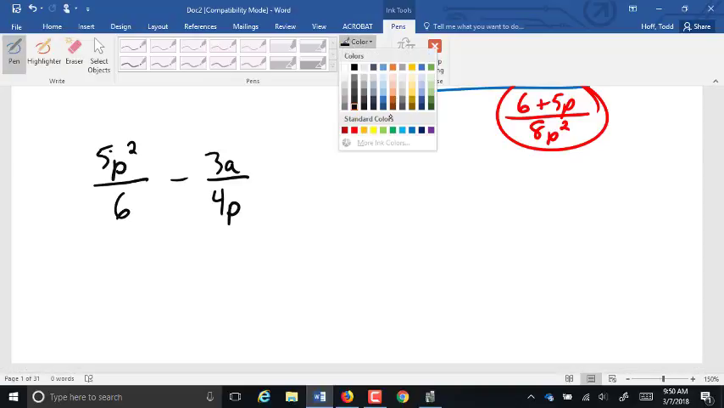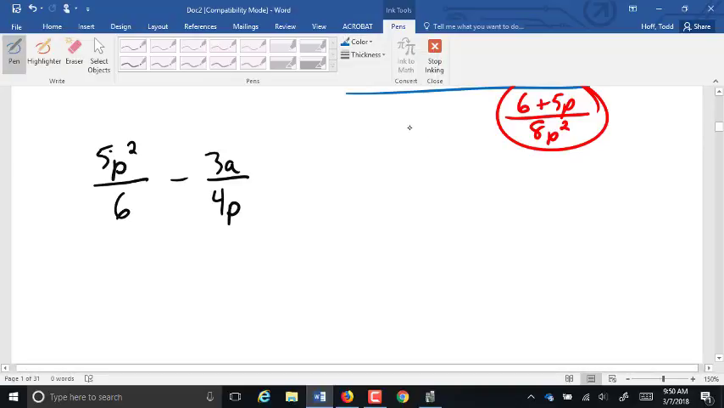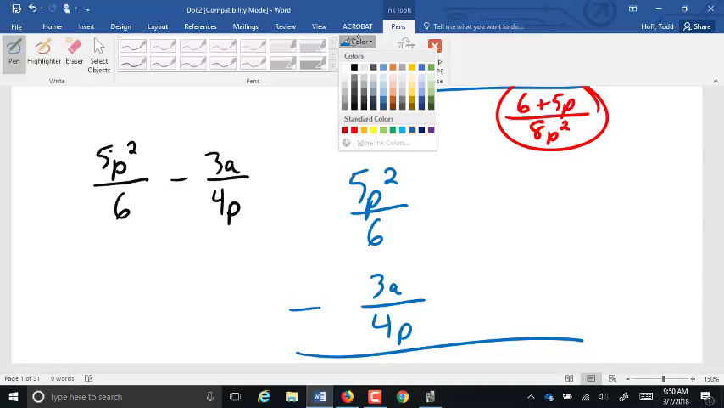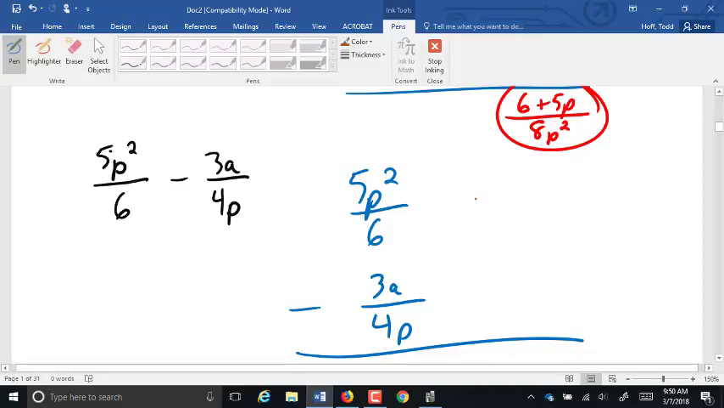I might have something like this. 5p squared over 6 minus 3a over 4p. I need a common denominator. For 6 and 4, that common denominator will be 12. The p only appears as a p, so that means I'm going to have just a p as my highest power.